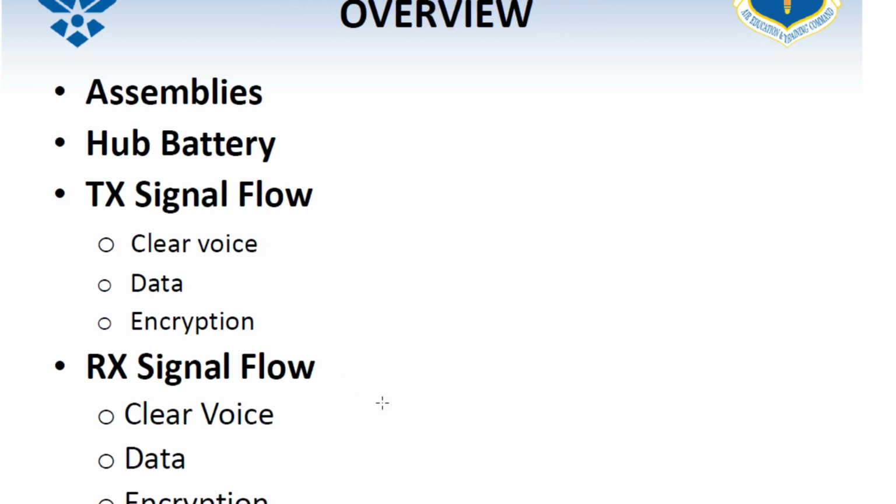Awesome. So here's some things we're going to talk about in Section 3 Alpha. We have the assemblies, the hub battery, which you are all very familiar with already, and the transmit signal flow, which covers clear voice and data encryption. I went over what clear is yesterday. Does anybody remember?